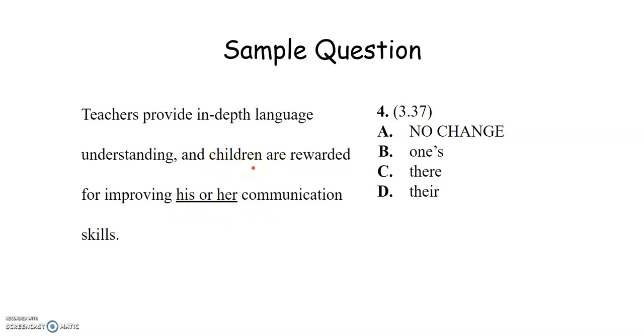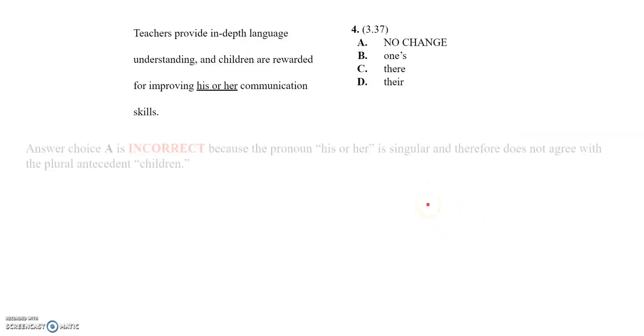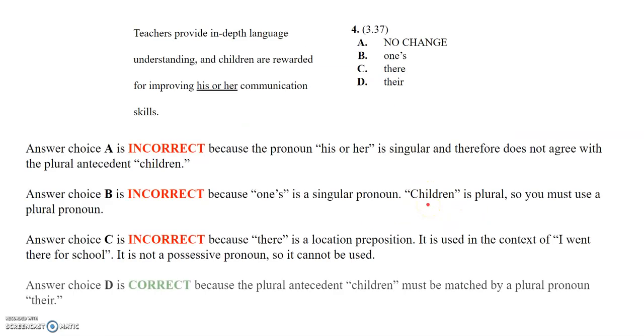Children, we know, is plural. So we need a plural pronoun, which, as we just discussed on our last slide, his or her is singular, so the two don't match. Which one of these is a plural pronoun? The only correct answer is D, their. If you look at A, B, and C, A, like we said, is singular. B, ones, is a singular pronoun, again. And C, there is not even a pronoun. That's telling you, oh, look, over there.